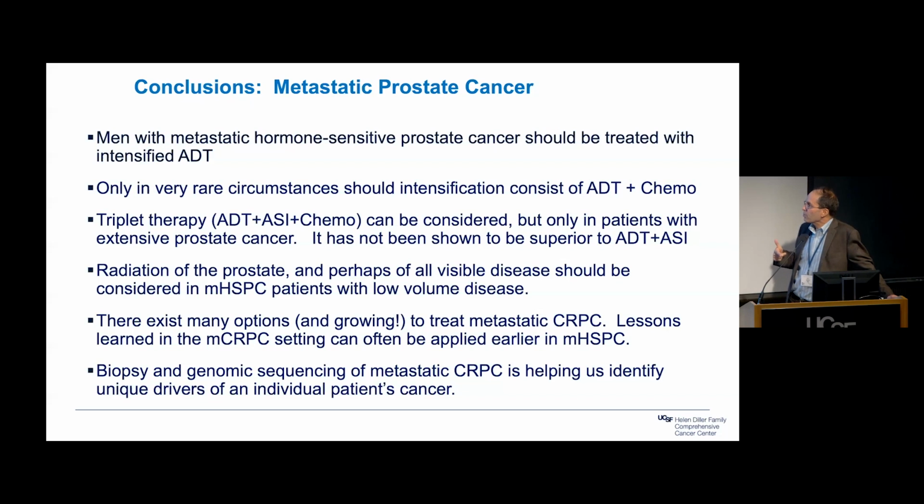Radiation of the prostate and perhaps of all visible disease should be considered in HSPC patients with low volume disease. I will tell you that we extrapolate from the data that I showed you with low volume disease, where you radiate the prostate. If we see a patient with limited extent of prostate cancer, for example, on a PET scan, we'll try to radiate everything we can see because we think it has an advantage.